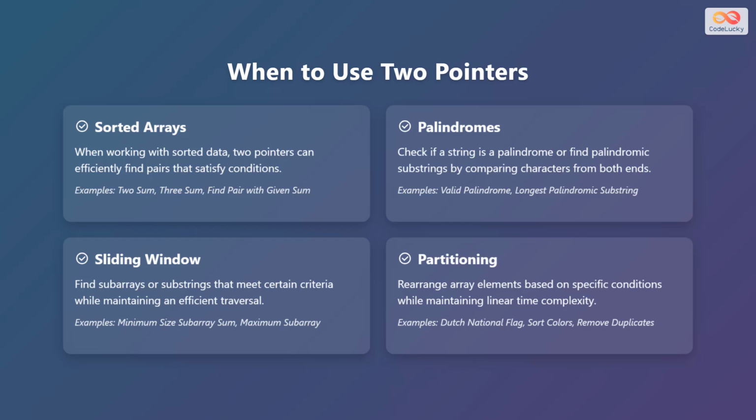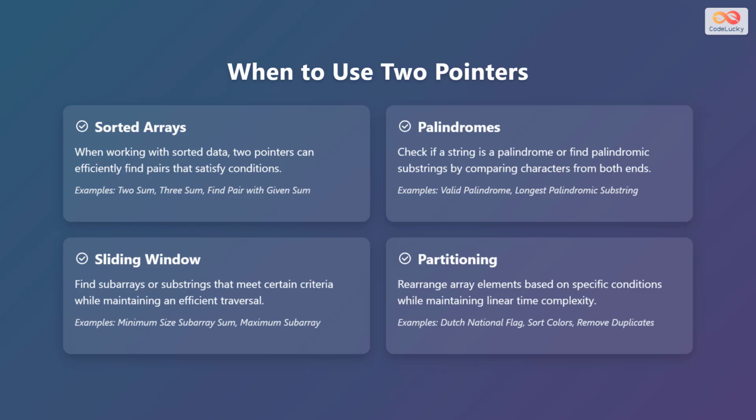Second, when dealing with palindromes, you can efficiently check if a string is a palindrome, or find palindromic substrings, by comparing characters from both ends of the string. Examples of such problems include valid palindrome and longest palindromic substring.